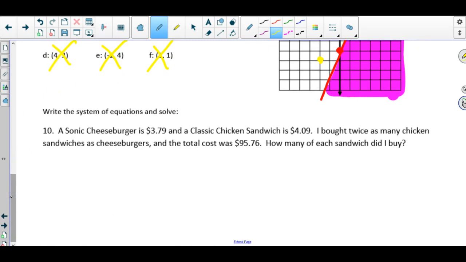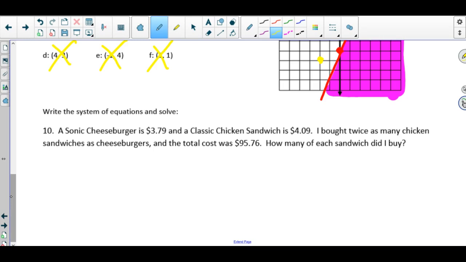Number 10, a Sonic cheeseburger is $3.79. Classic chicken sandwich is $4.09. I bought twice as many chicken sandwiches as cheeseburgers, and the total cost was $95.76. How many of each sandwich did I buy? This was written a little differently than you might have been used to, because that's not the same type of word problems you saw before. However, there were some flooring problems out on our walk around where you're putting green carpet and blue carpet and all that. So our actual unknown values here are the number of chicken sandwiches.